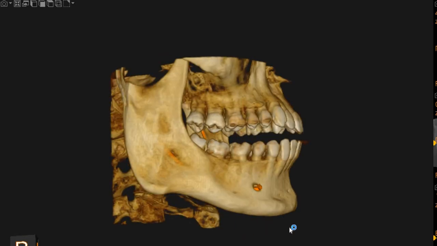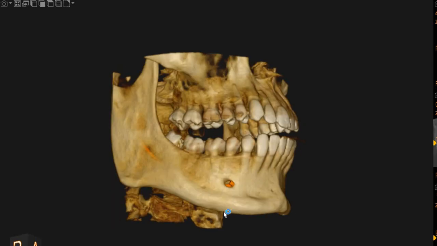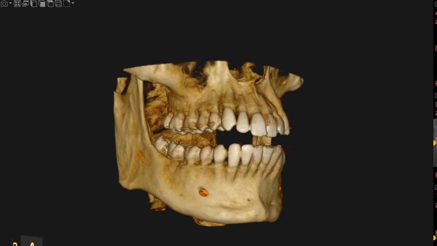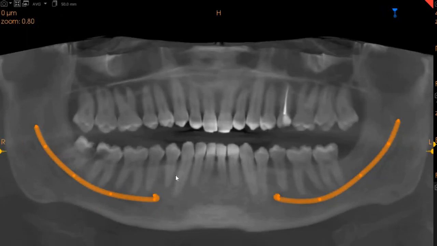This is the CBCT of the patient that you had requested. The area of interest is the upper right and the lower right wisdom teeth for evaluation. This is the panoramic view. As you can very clearly see, the upper and the lower right wisdom teeth have cavities. The lower right is grossly carious, whereas the upper right is not as severely cavitated.